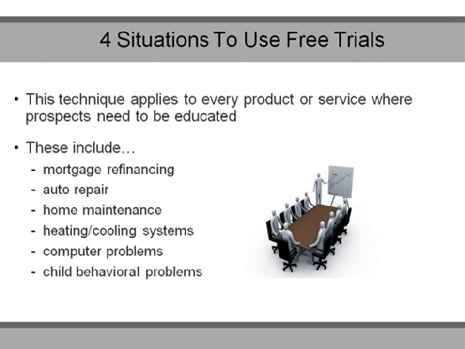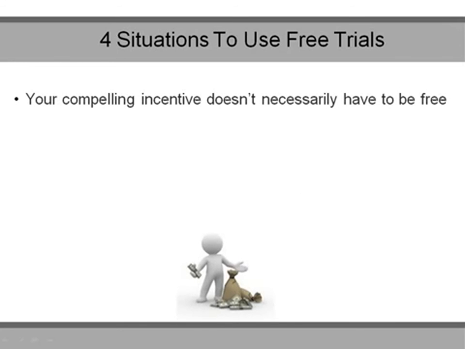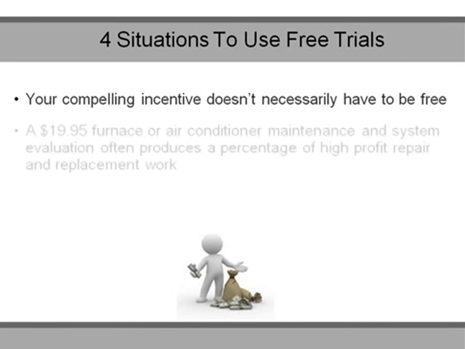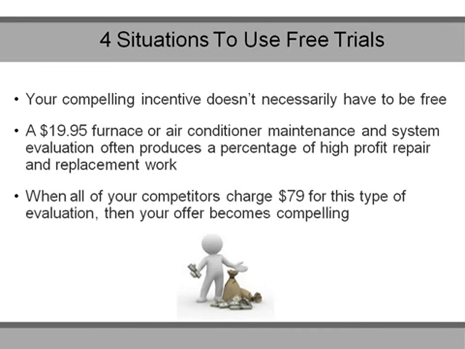Pharmacies now offer free blood pressure tests to gain access to new customers and patients. Your compelling incentive doesn't necessarily have to be free. A $95 furnace or air conditioner maintenance and system evaluation often produces a percentage of high profit repair and replacement work. And since all of your competitors charge $79 for this type of evaluation, then your offer becomes compelling.